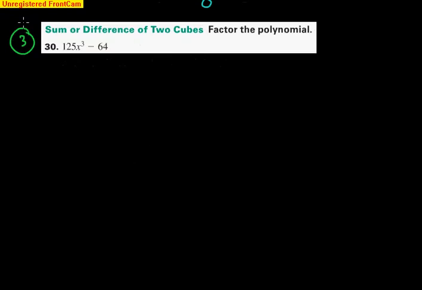Okay, here's our next problem. We have to factor the polynomial, and I know this has some difference of 2 cubes. You're not going to see that on the quiz, so make sure you can recognize, okay? Well, I have this 125x cubed minus 64. The first thing I look for is a common factor.